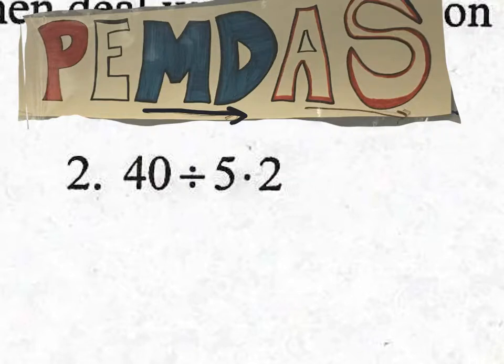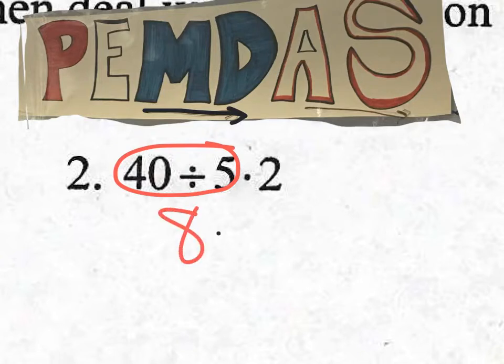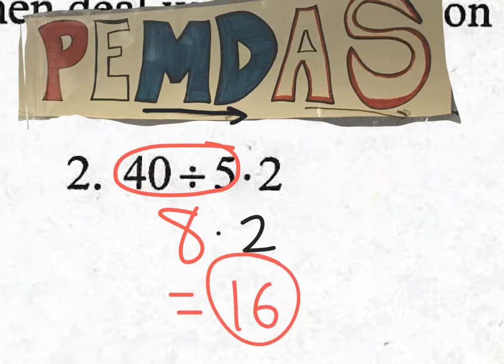So going from left to right, you're going to do 40 divided by 5 first. What's that? 8. Okay, and then bring down the times 2. 8 times 2? 16. Done. Easy peasy, lemon squeezy. Now, again, most people make the mistake and say, M comes before D. I have to multiply before dividing. That's 10. 40 divided by 10 is 4. Wrong answer, right? Okay, you got to go from left to right with multiplication and division.